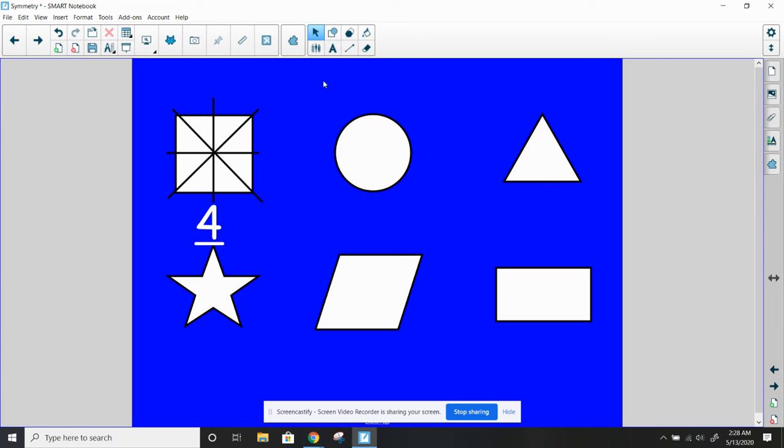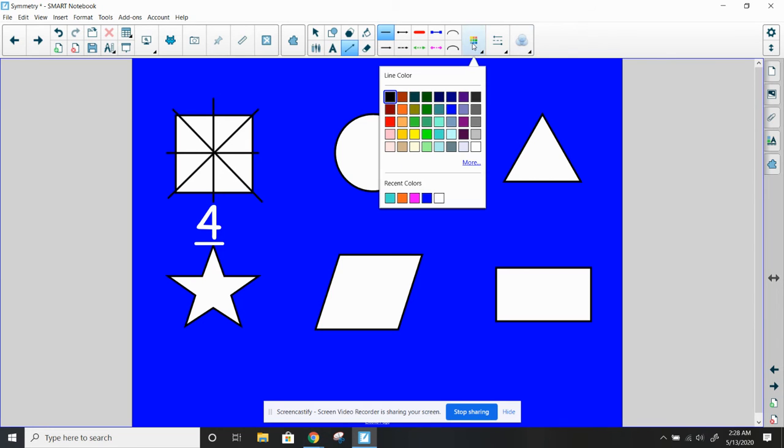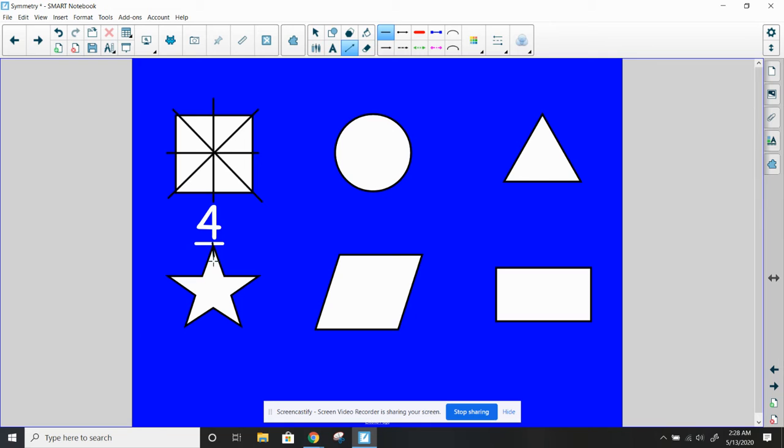Let me go down to the star, okay? The star. How many lines of symmetry does the star have? This one is pretty interesting. The star. Well, let's start here. I can draw a line straight down on this star from this point, or this vertex, that vertex right there. And if I fold it in half, the sides will match. So that's one line of symmetry.